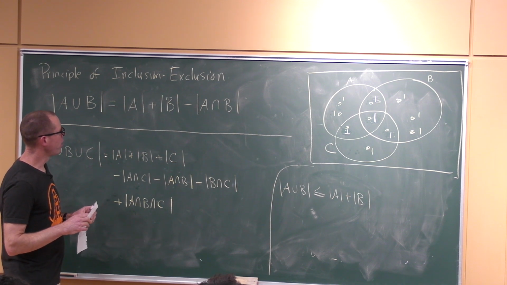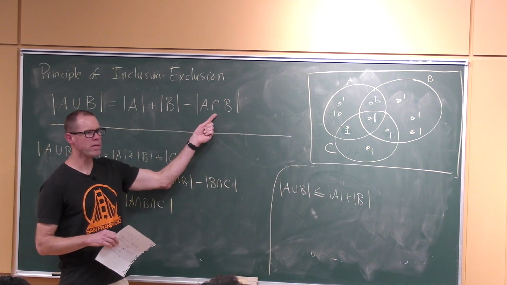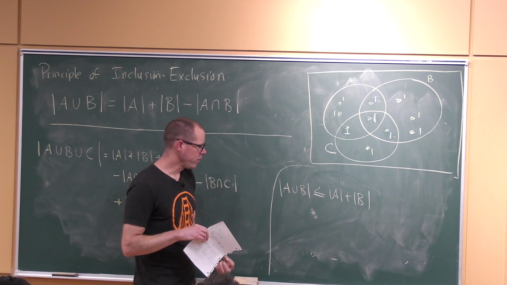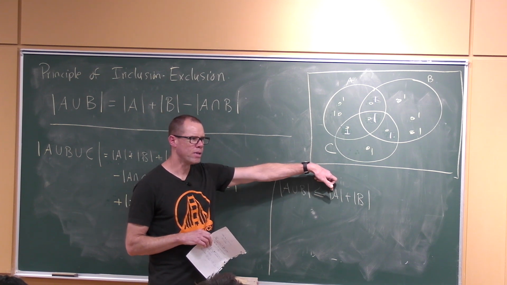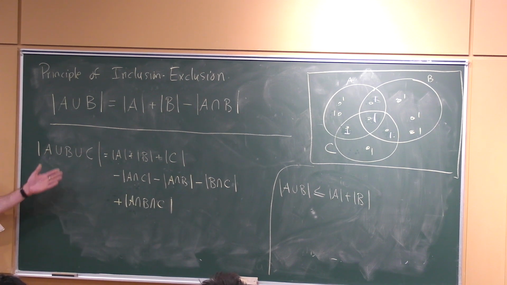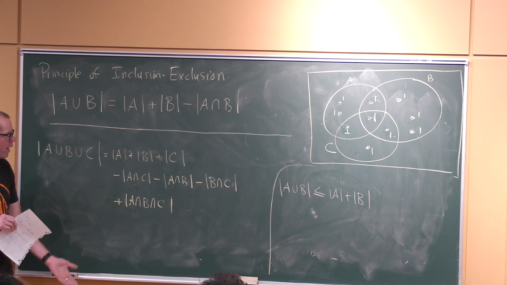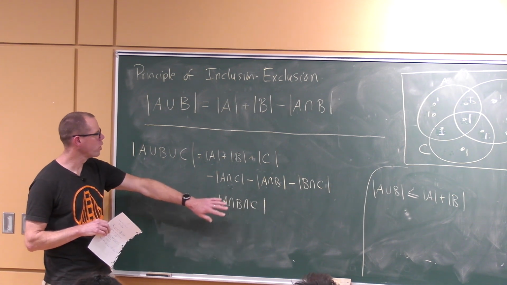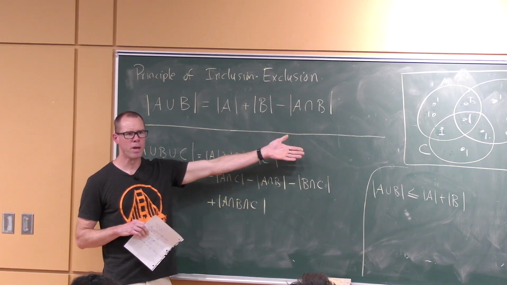Because certainly the size of A plus the size of B is bigger than this thing, because this thing subtracts stuff. So very often, if you don't want to know the exact size but just want some loose bound, you can use something like this. More generally, when one of these formulas is getting out of control, you can often get upper and lower bounds by stopping after some number of terms. If you stop after just adding up the sizes of the sets, you get something bigger than what you're trying to count.